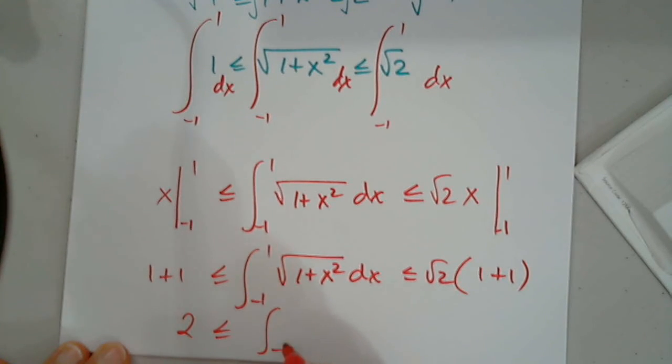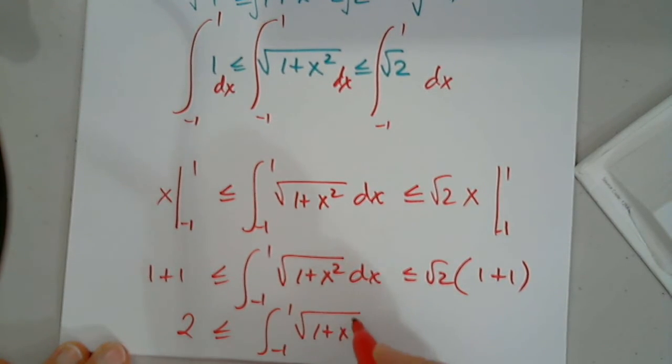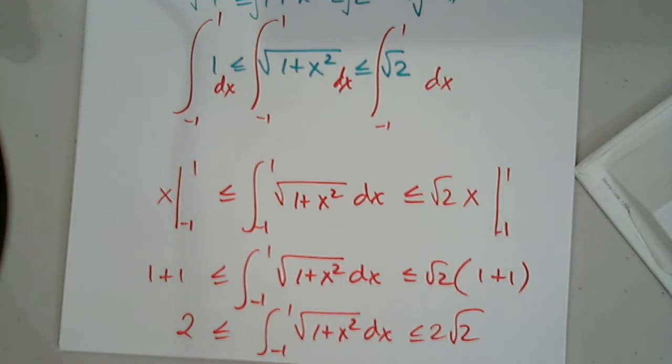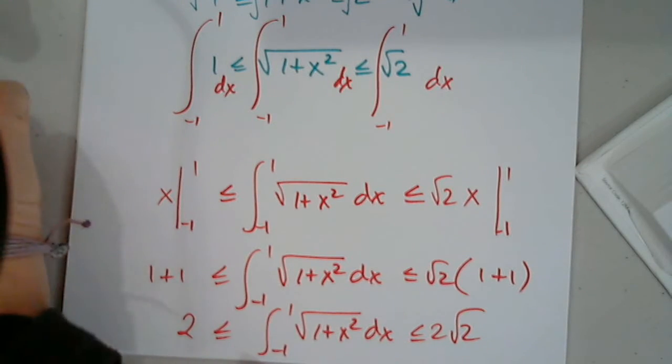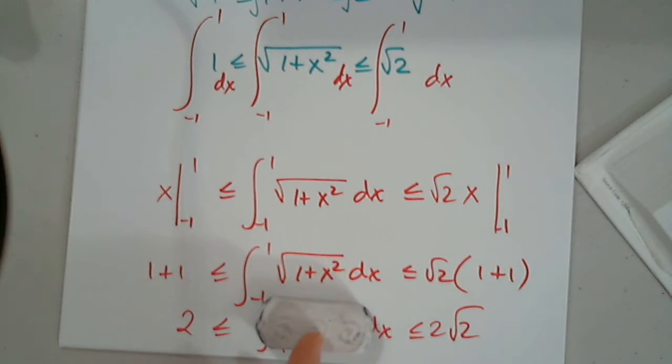The integral from -1 to 1 of the square root of 1 plus x squared dx is less than or equal to 2 times the square root of 2. So, without even knowing how to evaluate this, we are not equipped at this point, we were able to show that it's definitely a number between 2 and 2 times the square root of 2.